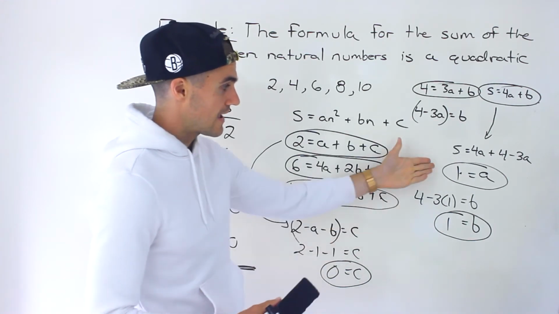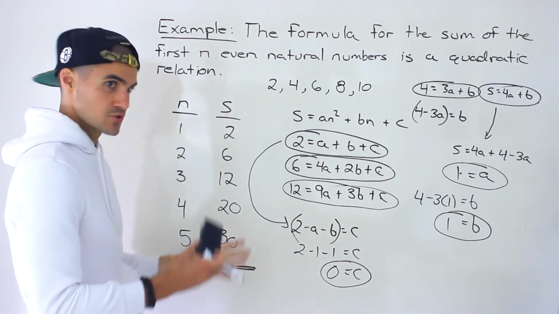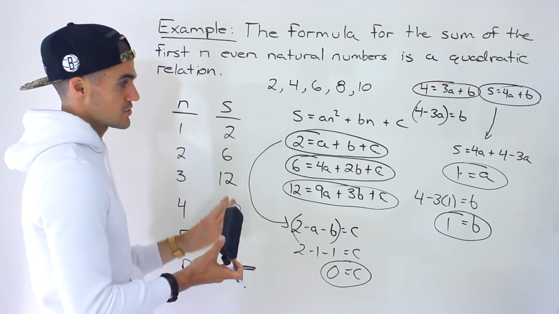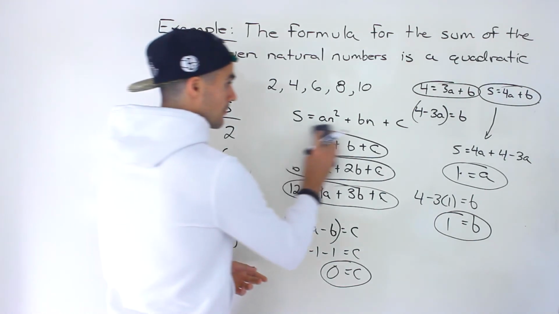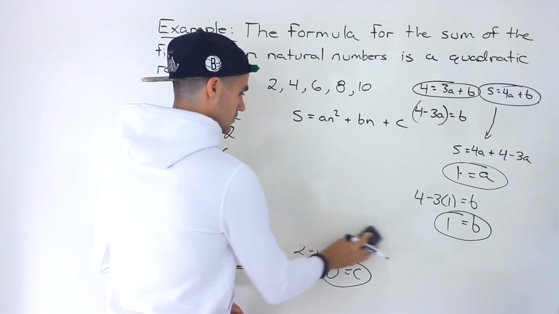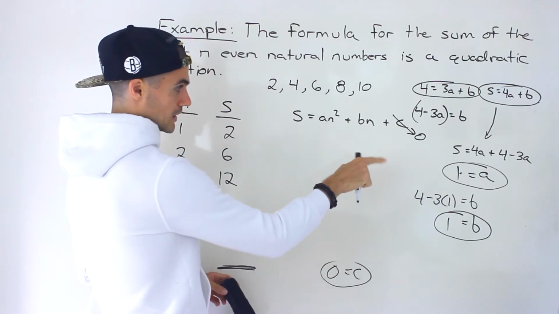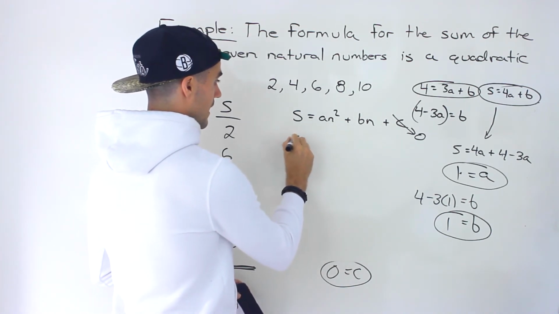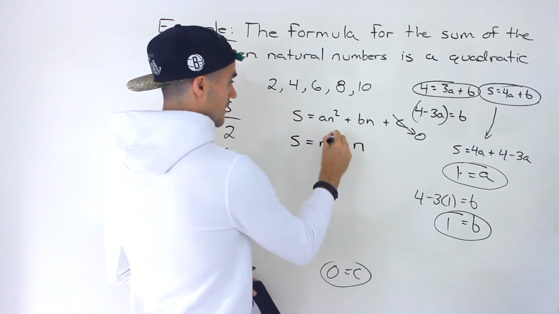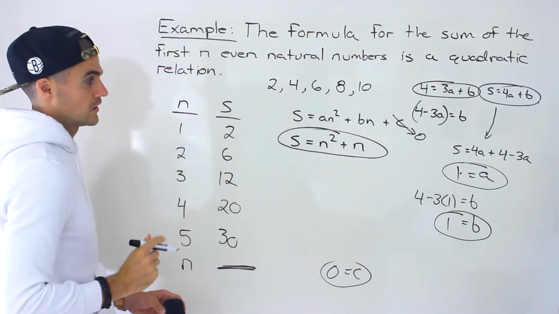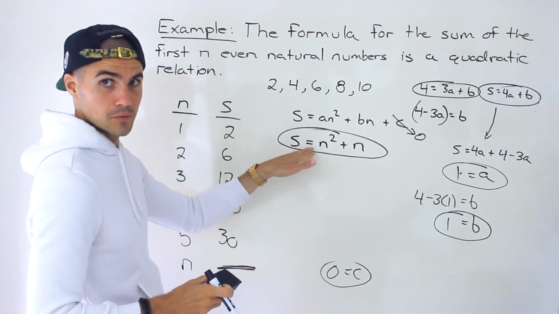And those are the solutions. A is 1, b is 1, the c value is 0. So whichever way you go about it in terms of solving for the a, b, and c, make sure that you're getting those same solutions. And so now coming back to our general expression, the c value is just 0. That goes to 0. And then we plug in a is 1, b is 1. So we end up with s equaling n squared plus n. That is the formula right there for the sum of the first n even natural numbers. This is the formula right here.